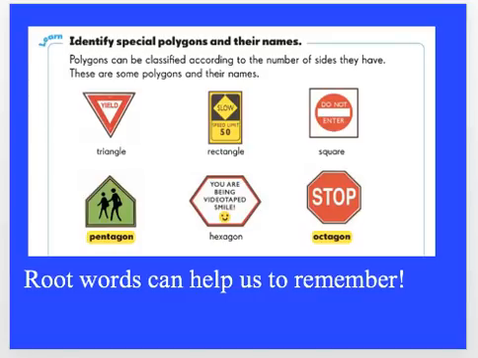So these are also just examples of shapes, polygons that you've seen in real life before. Different signs when you're driving and things like that that are all special polygons with special names. So the only one up here that we haven't talked about yet is square, and that's because a square is a special kind of quadrilateral. So we're going to be getting into that next.